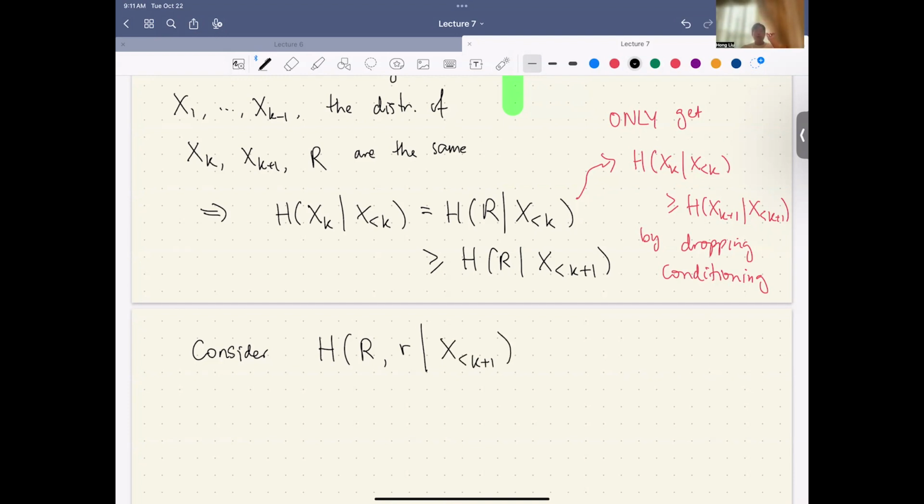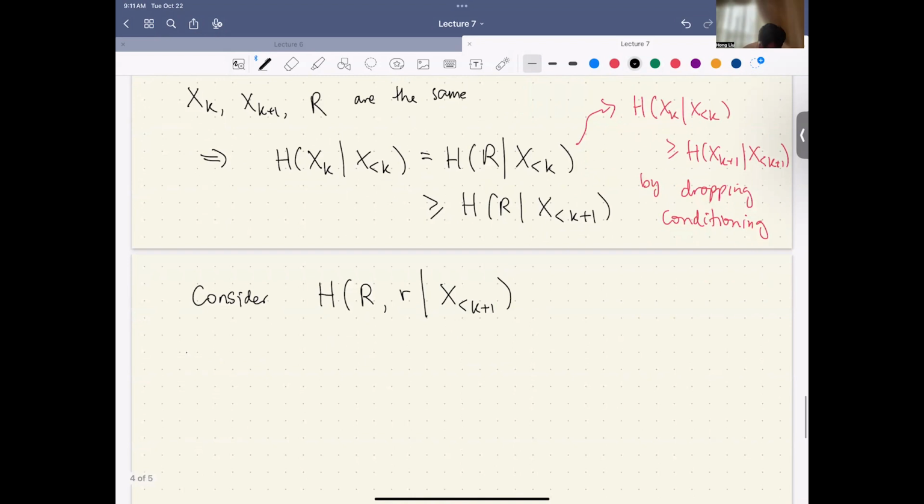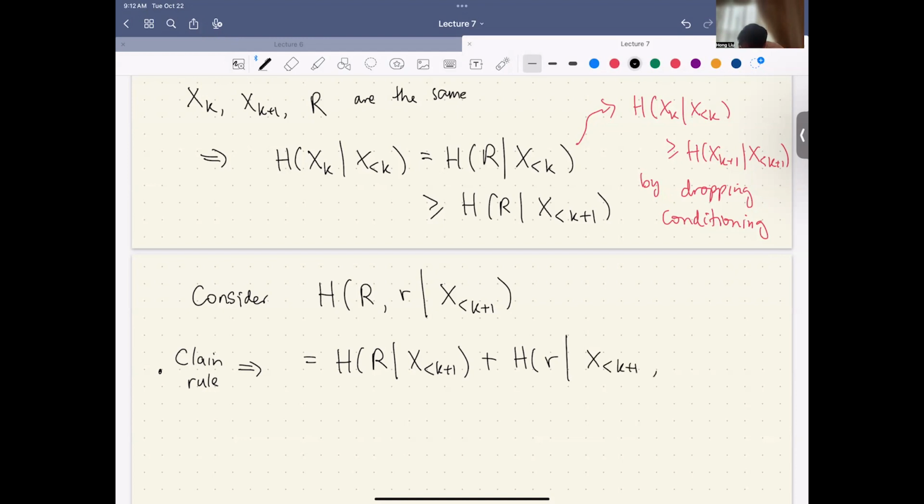Let's use chain rule to expand it in two different ways. In the first way, by chain rule, let's review the capital R first. This equals h of R, x less than k minus 1. Then we review this Bernoulli random variable little r, conditioning on capital R and these ones.